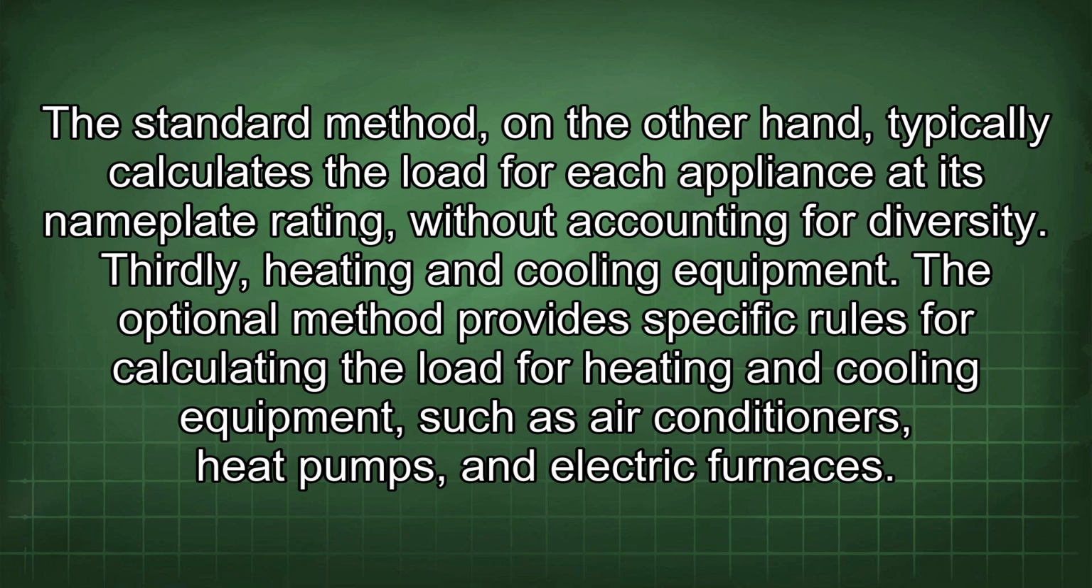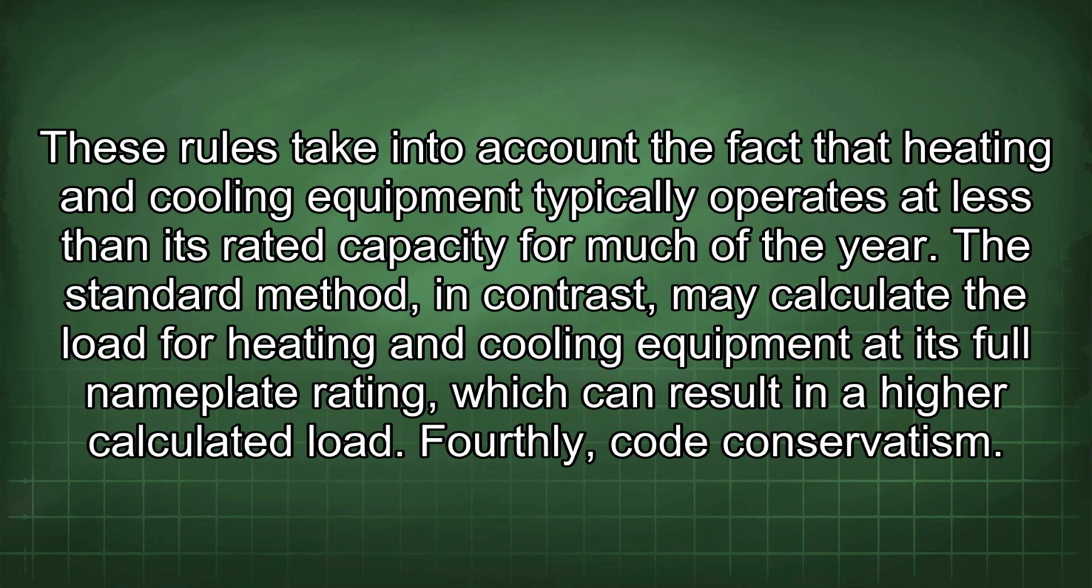Thirdly, heating and cooling equipment. The optional method provides specific rules for calculating the load for heating and cooling equipment, such as air conditioners, heat pumps, and electric furnaces. These rules take into account the fact that heating and cooling equipment typically operates at less than its rated capacity for much of the year. The standard method, in contrast, may calculate the load for heating and cooling equipment at its full nameplate rating, which can result in a high calculated load.